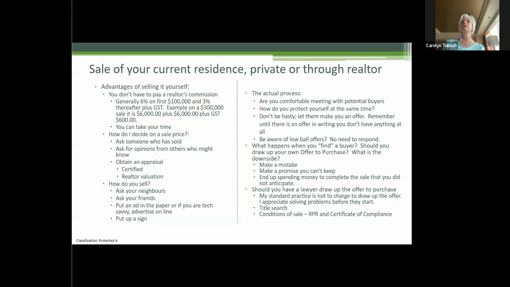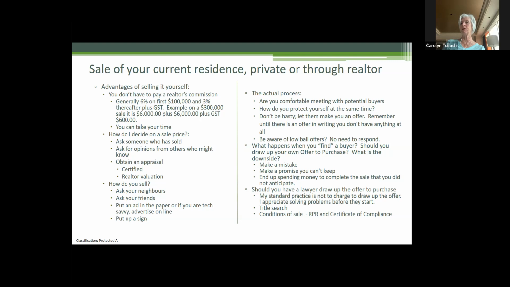neighbors. Is there anybody in your neighborhood that knows somebody that wants to live in your neighborhood? You could ask your friends. You could put an ad in the paper. You could go online if in fact you're tech savvy. Or last but not least, you could put up a sign. That might even work. The problem with selling on your own is you have to be comfortable showing your own home, and you have to be able to weed out the lookers from the people who are going to actually get serious.